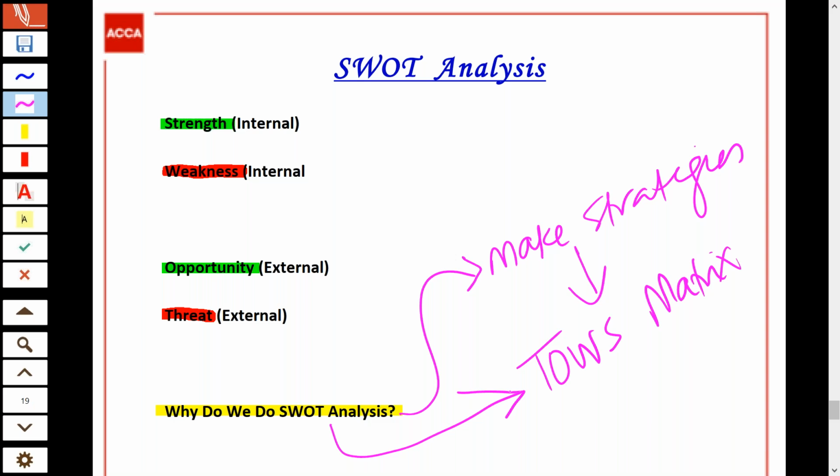Okay, so do you understand? SWOT and TOWS go hand in hand. Which one do we do first? First we do a SWOT, and then after doing SWOT we do TOWS. SWOT identifies our strengths, weaknesses, opportunities, and threats, and TOWS then uses the SWOT to come up with strategies.